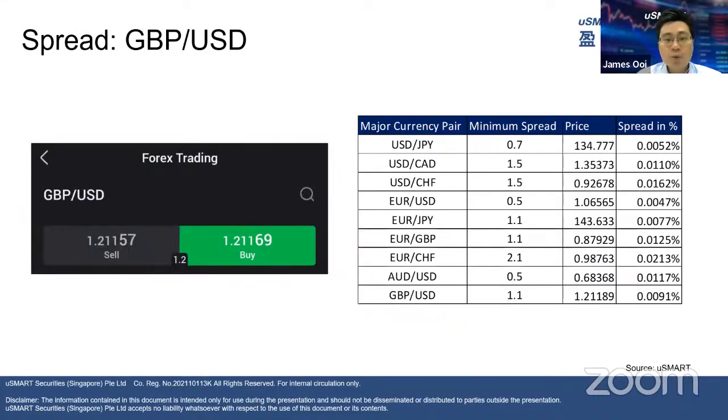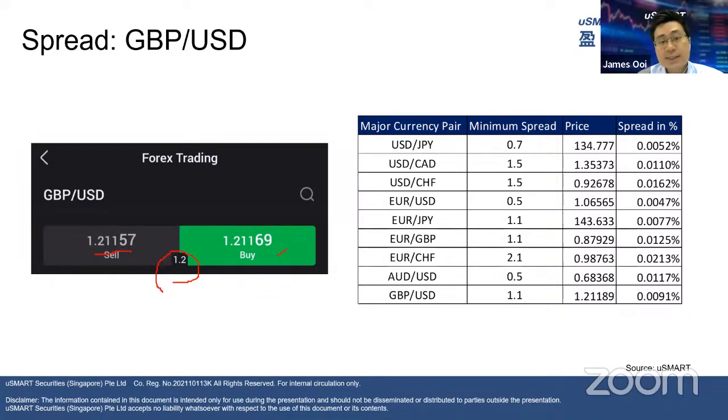Say for example, the pound USD spread is now 1.2. It means that you can buy this currency pair immediately at 1.21169, but to sell it immediately, your loss is the spread, because you can only sell it at 1.21157 immediately. In other words, you need to wait until the sell price flips above 1.21169, which is your entry price, to start making profit.